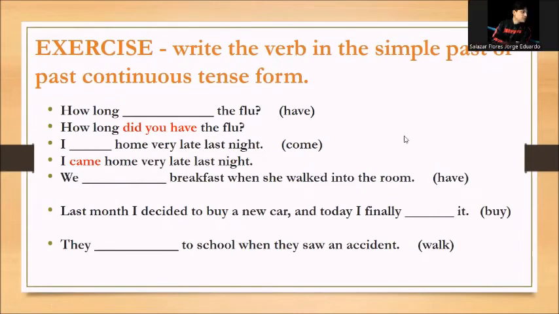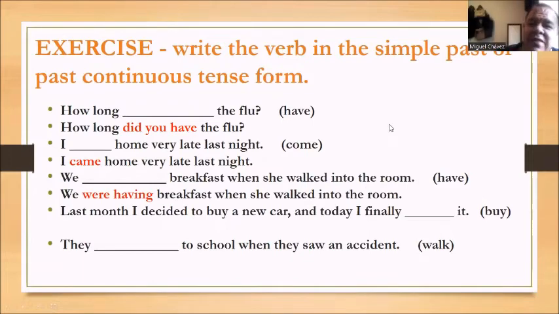We having breakfast. Having, it's okay. But before having, what do we need? The auxiliary verb. What auxiliary verb? Oh, exactly, Aline. Can you say it complete, please? We were having breakfast when she walked in the room. Yes, okay, thank you. Remember, we are marking the difference between simple past and past continuous.